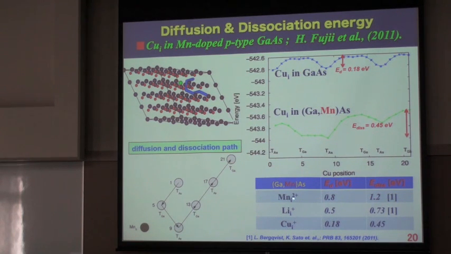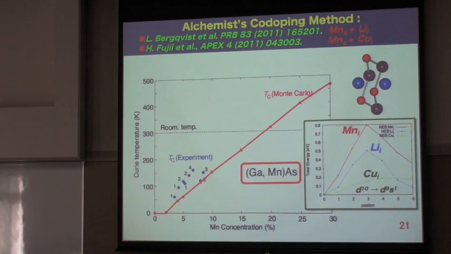This is all the cases: manganese interstitial double donor, lithium interstitial single donor, copper interstitial single donor. In this case, the diffusion barrier becomes smaller and smaller from manganese to copper, and the dissociation energy becomes very small. It means a copper interstitial impurity can bind to the manganese substitutional site very weakly compared with self-compensation. So using copper and lithium is a very good candidate for the codopant in order to increase the manganese solubility, and after low temperature annealing, you can remove it. That's the process.